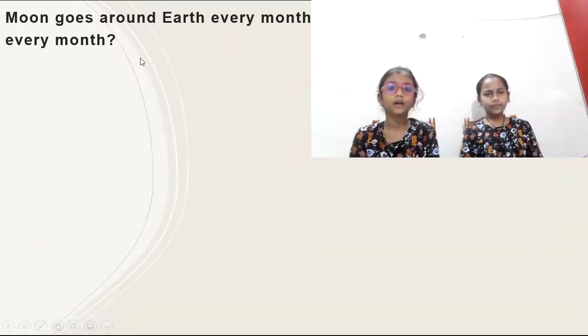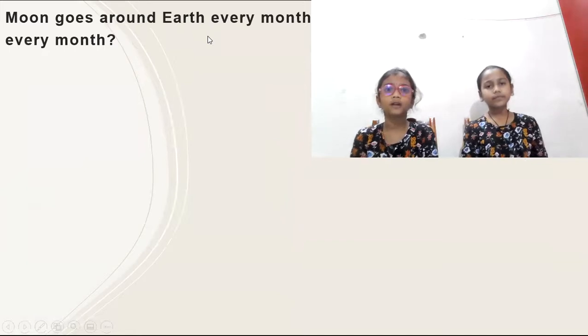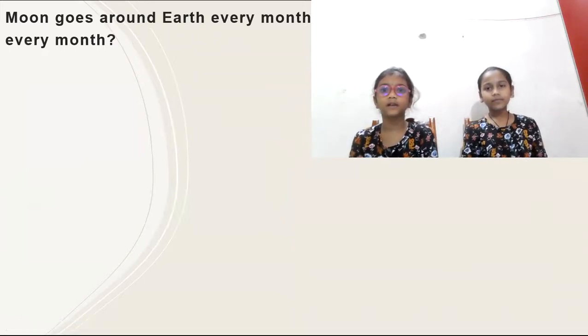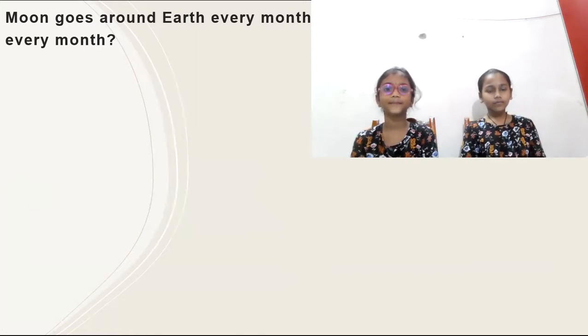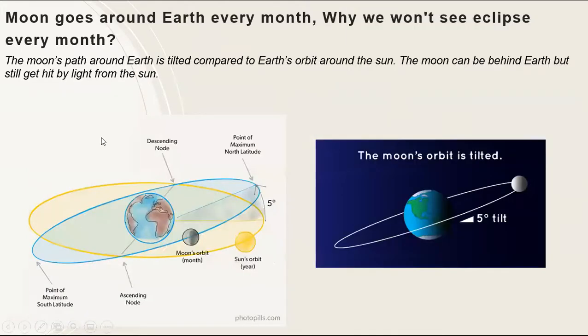The Moon goes around Earth every month. Why don't we see an eclipse every month? The Moon's path around Earth is tilted compared to Earth's orbit around the Sun. The Moon can be behind the Earth but still get hit by light from the Sun.